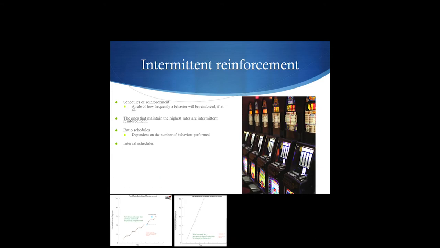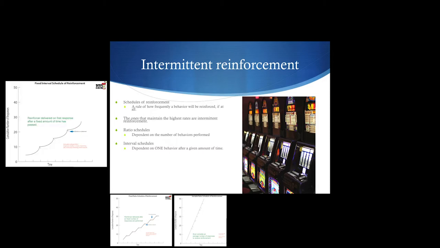We also have interval schedules. Interval schedules are a rule that's dependent on one behavior, but it's dependent on one behavior after a given amount of time, so you're going to get reinforced for that first response after a given amount of time has passed. Like a fixed interval 10, let's say, is that the first response after 10 minutes is going to receive reinforcement. Again, it only takes one response, but you have to wait that 10 minutes.